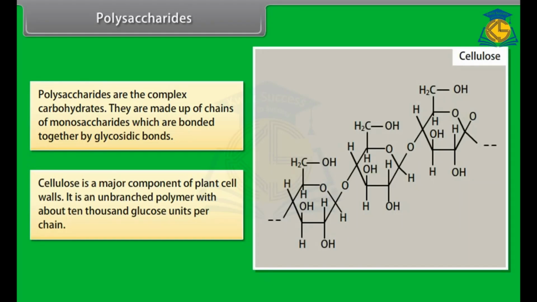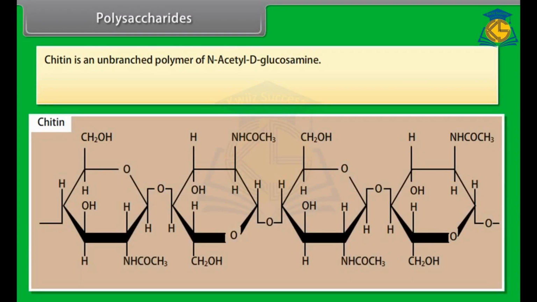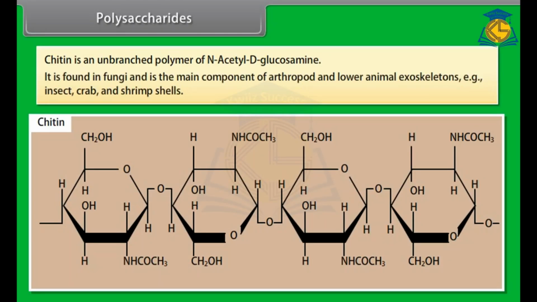Cellulose is a major component of plant cell walls. It is an unbranched polymer with about 10,000 glucose units per chain. Chitin is an unbranched polymer of N-acetyl D-glucosamine. It is found in fungi and is the main component of arthropod and lower animal exoskeletons, for example, insect, crab, and shrimp shells.